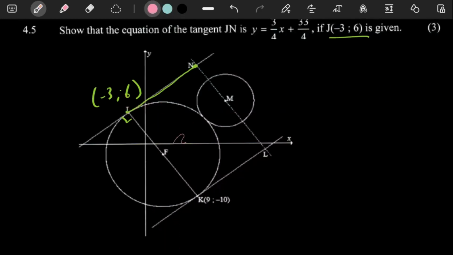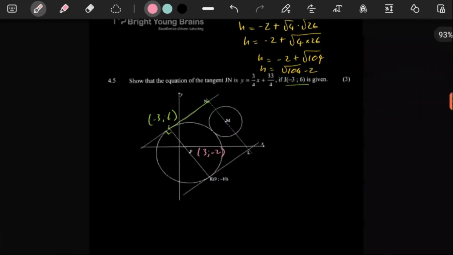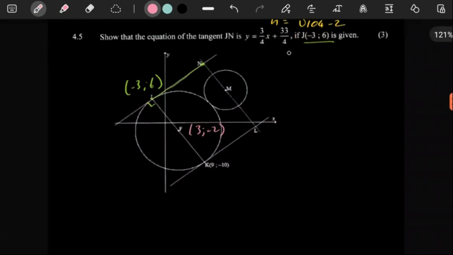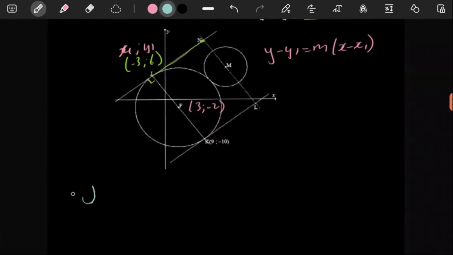So f here, we got it to be like 3 and negative 2. So what you can do is, remember, you want the equation of a straight line, which is Jn. The equation of a straight line is y minus y1 equals m times x minus x1. The good news is you just need a gradient and a coordinate that the line passes through. The coordinate, we have that sorted. We just need a gradient, of which we can just use fj. The gradient of fj is going to be negative 2 minus 6 over 3 minus 3. That's like what? Negative 8 over 9.